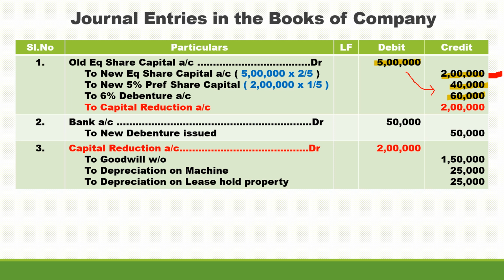Next, you have bank account debit to debentures issued 50,000. Capital reduction account debit 2 lakh, used to write off goodwill 1,50,000, depreciation on machinery 25,000, depreciation on leasehold property 25,000.